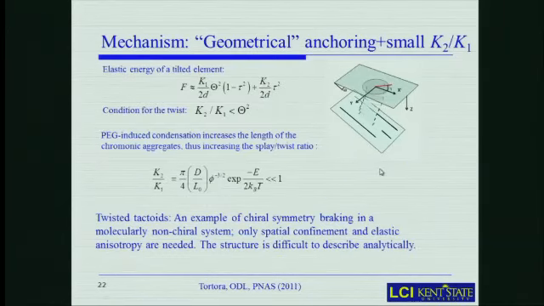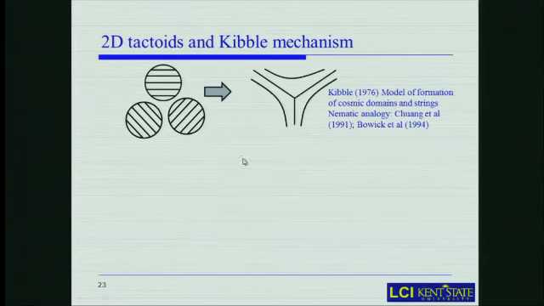A simple estimate shows that it would happen when the twist constant is much smaller than the splay constant, and that's exactly what we know happens in systems of this type. Since it was very difficult to observe these three-dimensional structures of tectoids because they are distorted, and we wanted to explore how the defects would behave during the phase transition from the isotropic phase to the nematic phase, we decided to make the system two-dimensional.